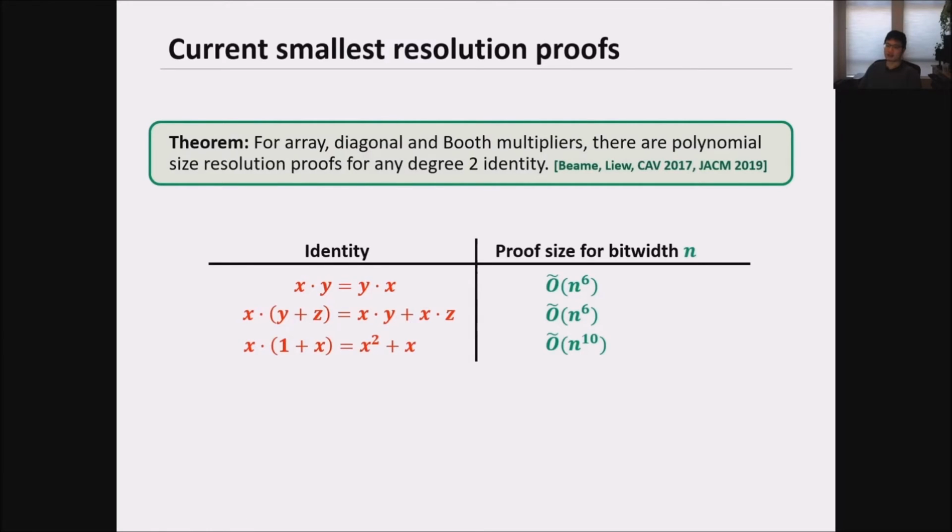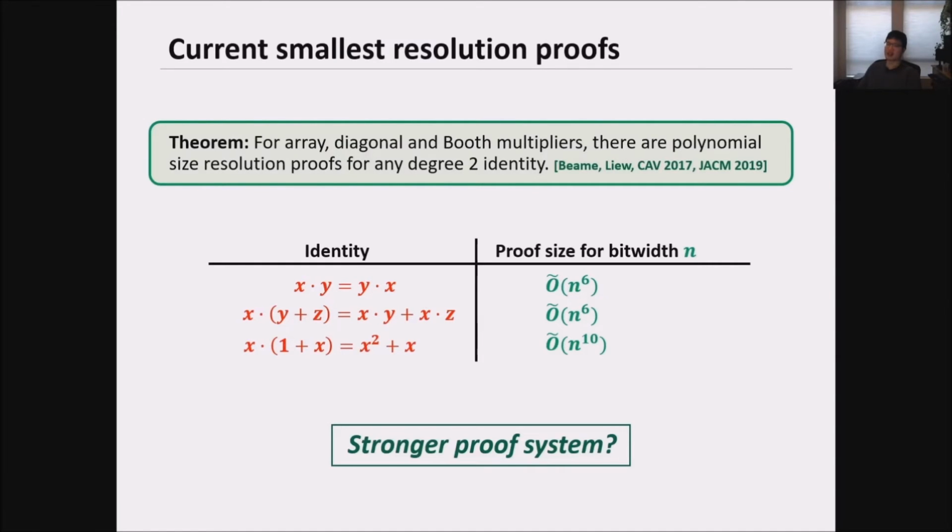If these are the smallest proofs that resolution has to find, then it's really no surprise that SAT solvers struggle so much with these properties. Even if they had so-called optimal heuristics for proof search, just walking through these proofs would take way too long. So the natural question to ask then is, what if we move to a stronger proof system that could produce much smaller proofs?